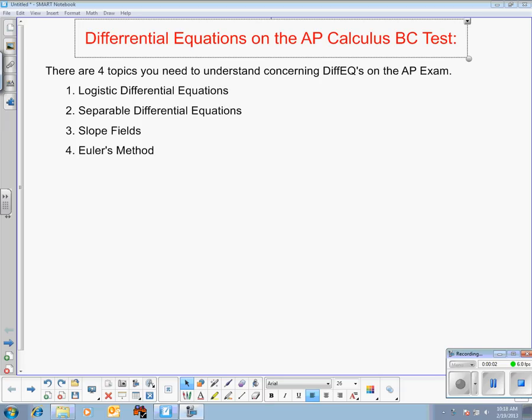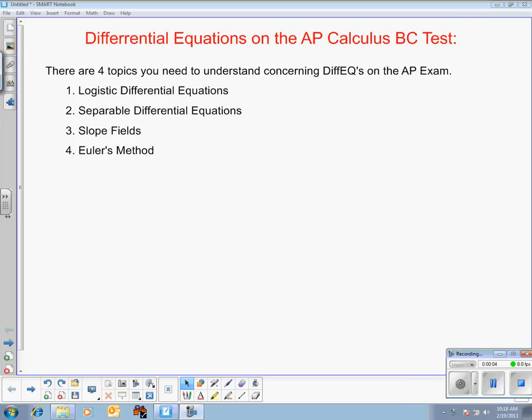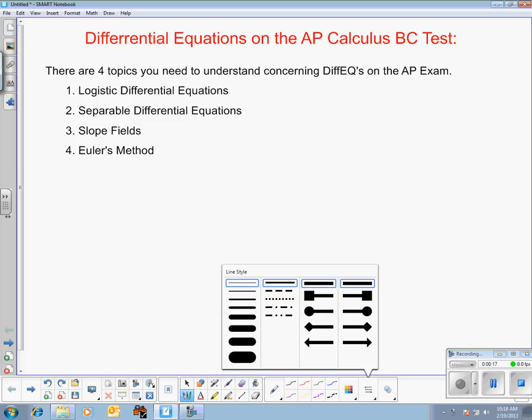Okay, guys, let's talk about the ways that differential equations will show up on your Calc 2 test. There are four main things that have happened over the years. Two of them you already should be pretty familiar with after some review.